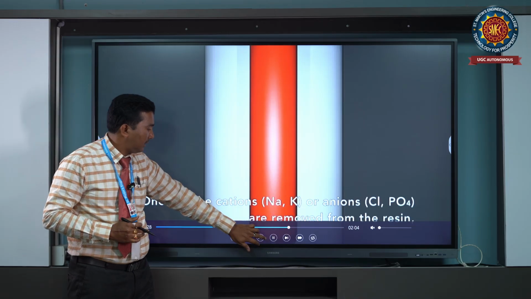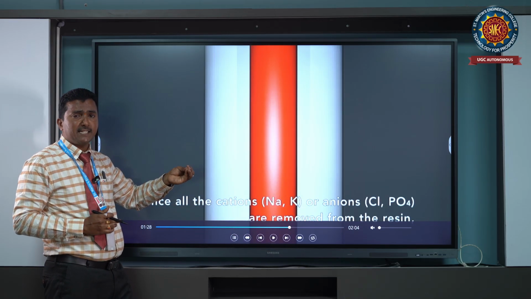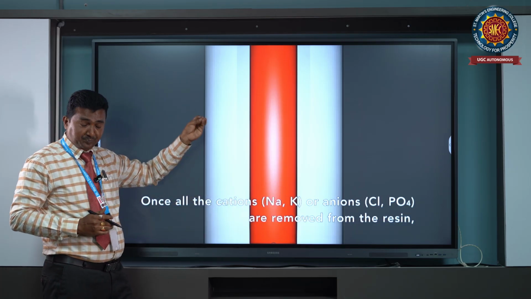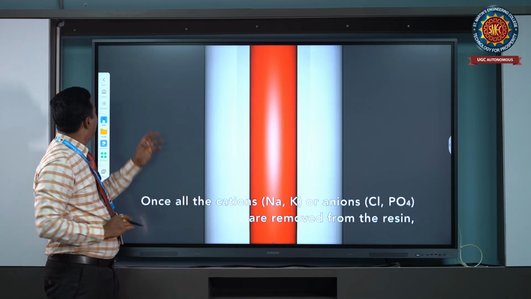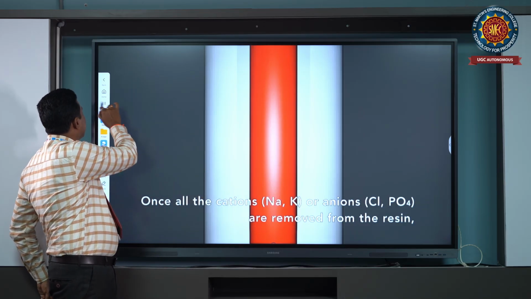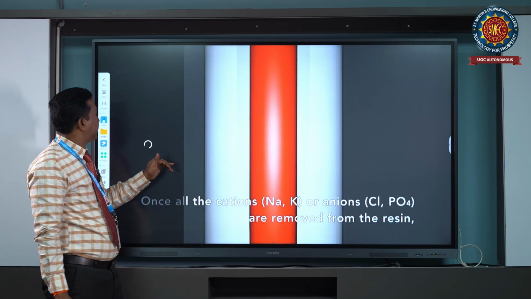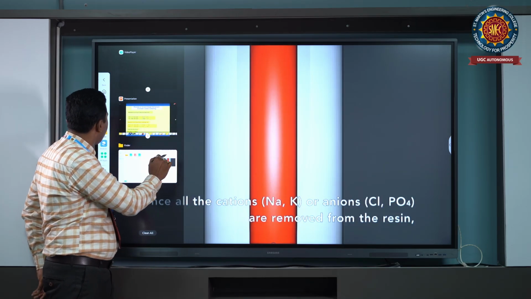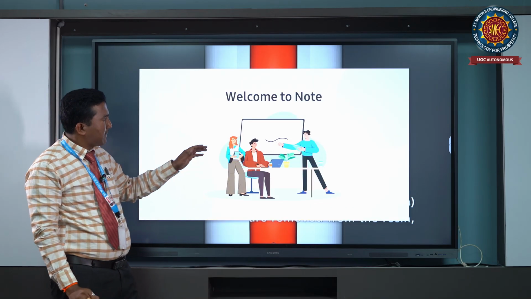The anion exchange reagent is activated. The cation exchange reagent is activated. Again, we have to implement the purification of water. What type of mechanism is going on in cation exchange reagents? I have to explain the mechanism.